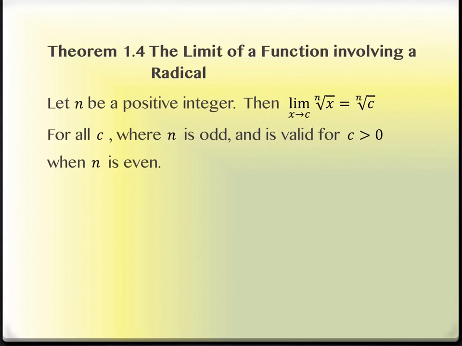Now there's a little bit of language after this that's giving some condition statements. It says this is for all c, but then it says when n is odd, and it's valid for c greater than 0 when n is even. So let me just tell you what that's saying. When n is odd, you have things like cube roots, 5th roots, and 7th roots. And when you have those odd powered roots, you can have negatives underneath the radical, right? I can take the cube root of negative 27, to make it easier. The cube root of negative 27, I can do that. It's negative 3.